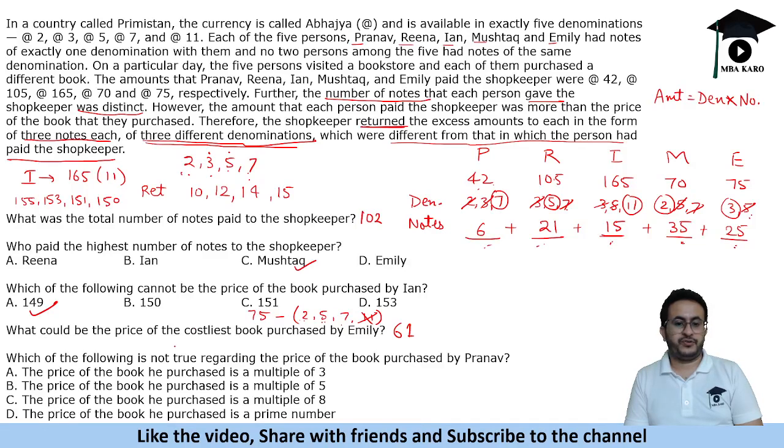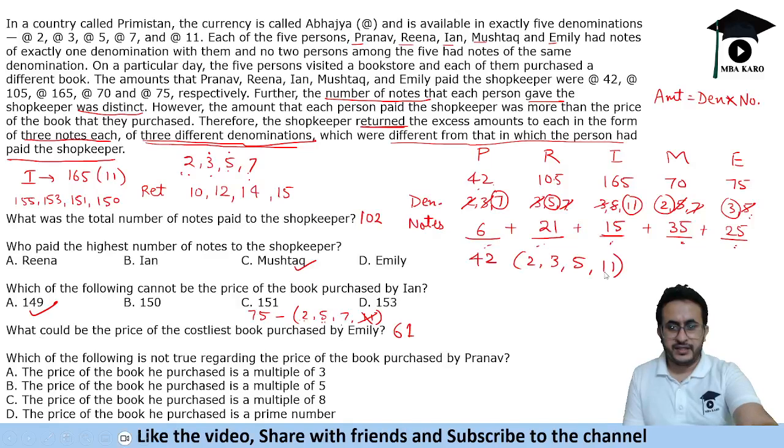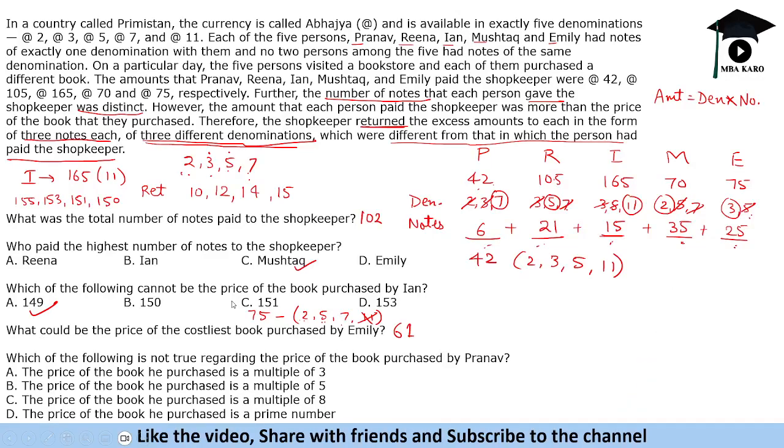Which of the following is not true regarding the price of the book purchased by Pranav? So we need to tell which of the following is not true about the price. So he purchased 42. Now he will be returned 5, 11, 2, 3, 5 or 11. So these are the amounts that are returned. So let us see which of the following cannot be the amount that got returned to him.